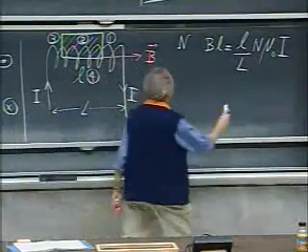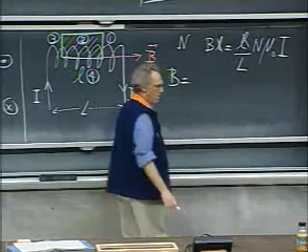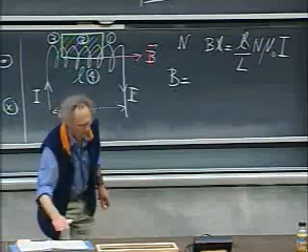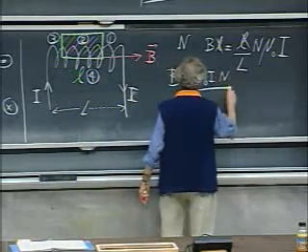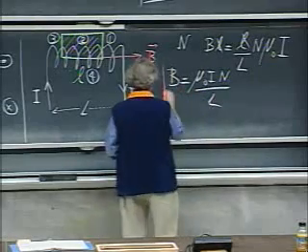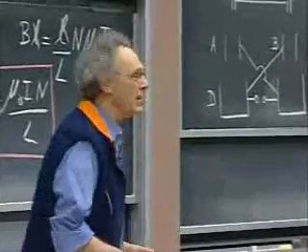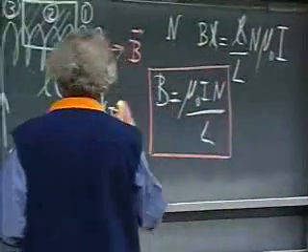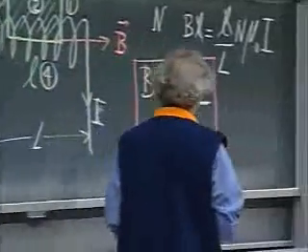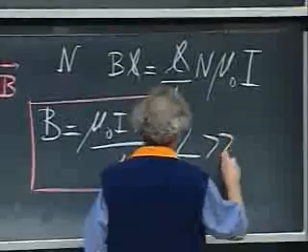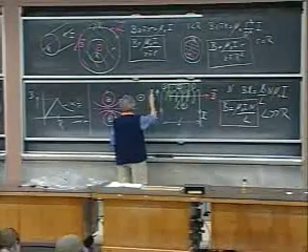And so what you see now is that B equals mu 0 times I times N divided by L. And so that is our prediction for approximately constant magnetic field inside a solenoid. And this actually is a very good approximation as long as L, the length of the solenoid, is substantially larger than the radius of the solenoid. The radius would be the radius of these loops.